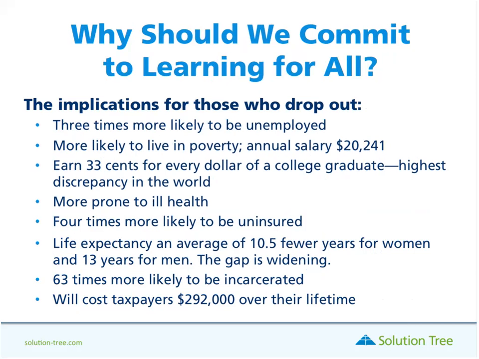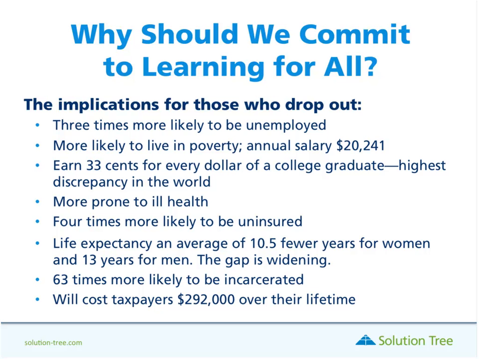They're going to be far more likely to live in poverty with an annual salary of just over $20,000. They'll earn 33 cents for every dollar a college graduate makes, and that's the single highest discrepancy in the entire industrialized world. Another way of putting that is that the premium for education in the United States is higher and more beneficial than any other country.